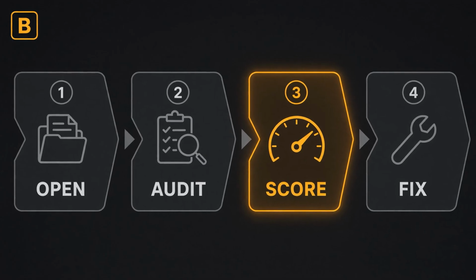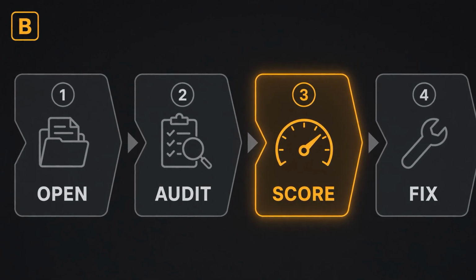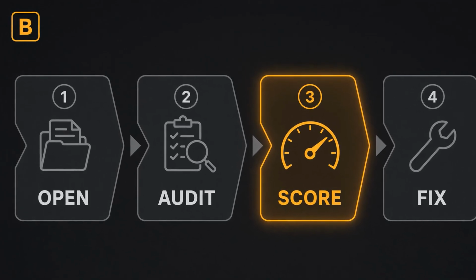Why this order? If you change bids first, you are optimizing to a lie. The audit tells you what is broken. The score tells you how bad. The top critical tells you what to do today.